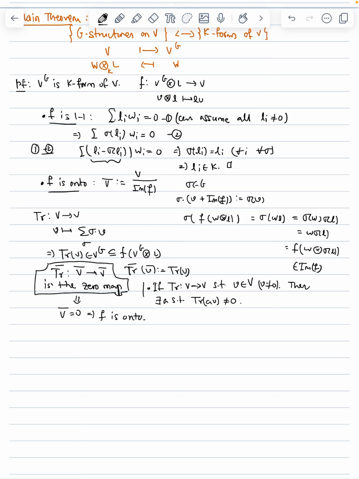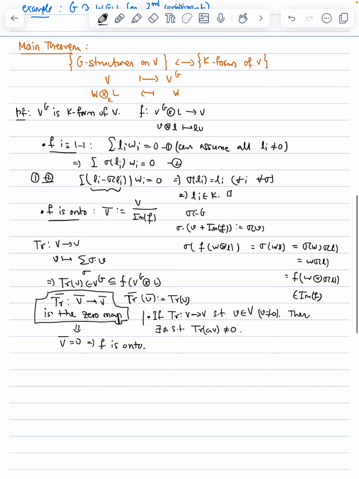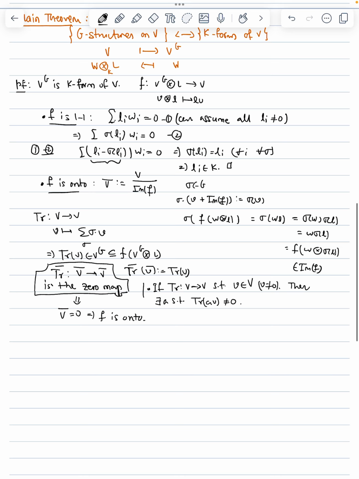Now to show this, things are actually inverse of each other. These two lines. So it's not very difficult because the proof is actually very simple. So you start with V, go to the fixed set, and you come back by tensoring over L. Right? So you have to show that this is isomorphic to V. But because V^G is already a K form, and we have already shown this map is an isomorphism, this follows trivially.